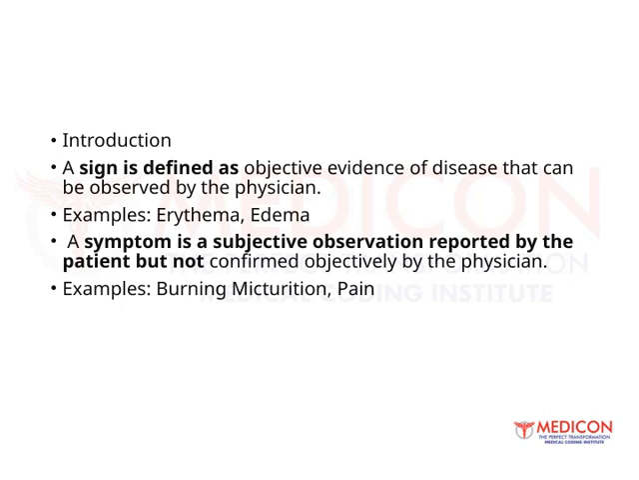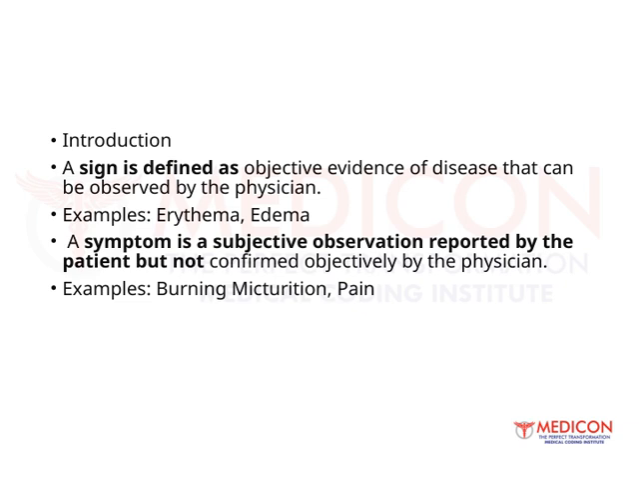Let's start by understanding what a sign is. A sign is essentially objective evidence of disease, something that a physician can observe and verify. For example, erythema, which is redness of the skin, or edema, which is swelling, are classic signs that can be seen and measured. These signs help us identify and assess the presence of a disease objectively.